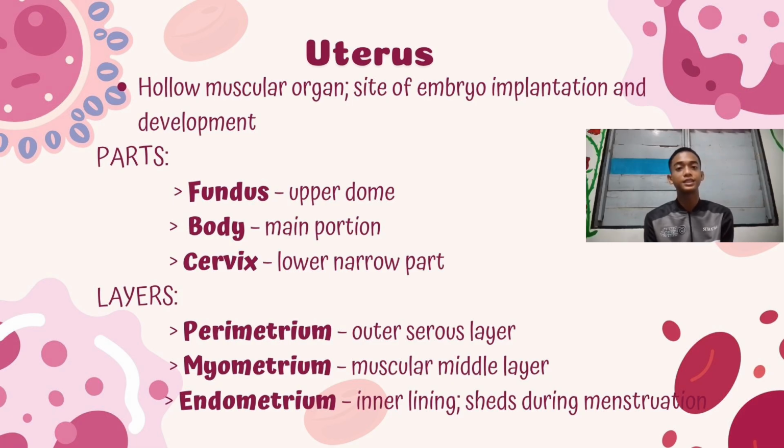And the uterus has three layers. The first is the perimetrium, the outer serous layer, and next is the myometrium, the muscular layer, which is located in the middle. And lastly we have the endometrium. This is the inner lining, and this is what sheds during menstruation.